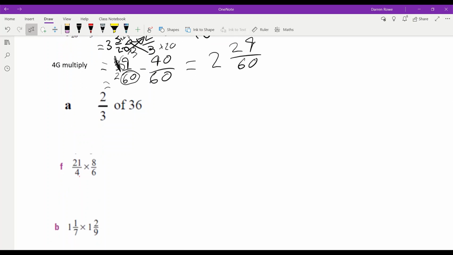Alright, 2/3 of 36. How do we find that? This is multiplication. What you're effectively saying is 2 out of 3 times 36 out of 1.